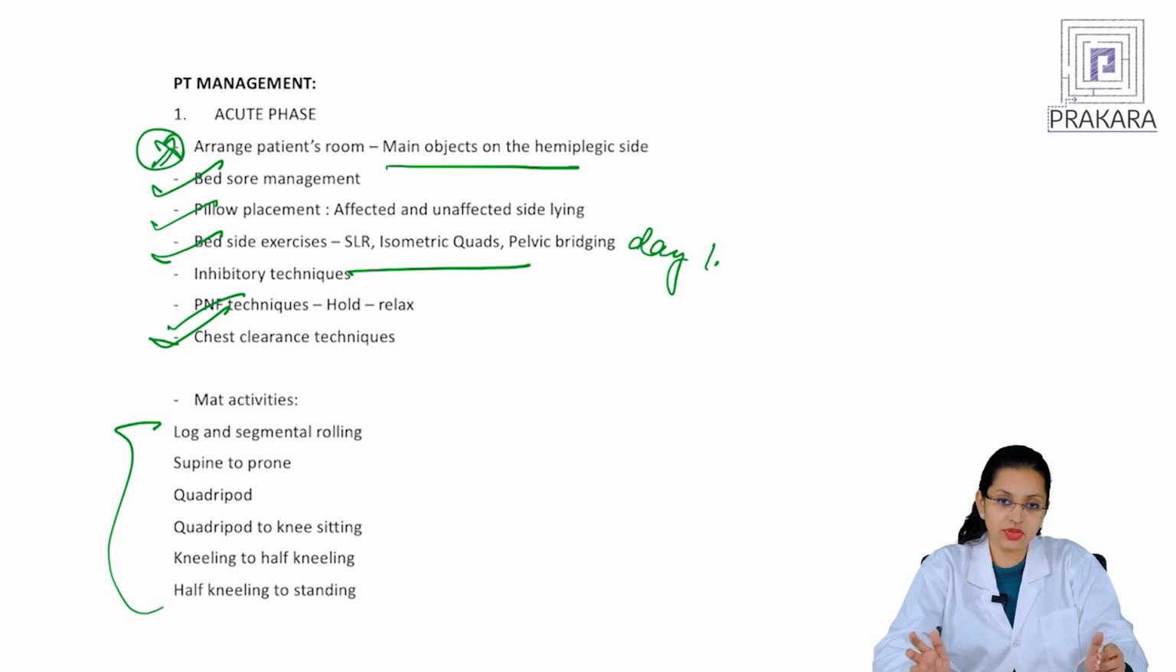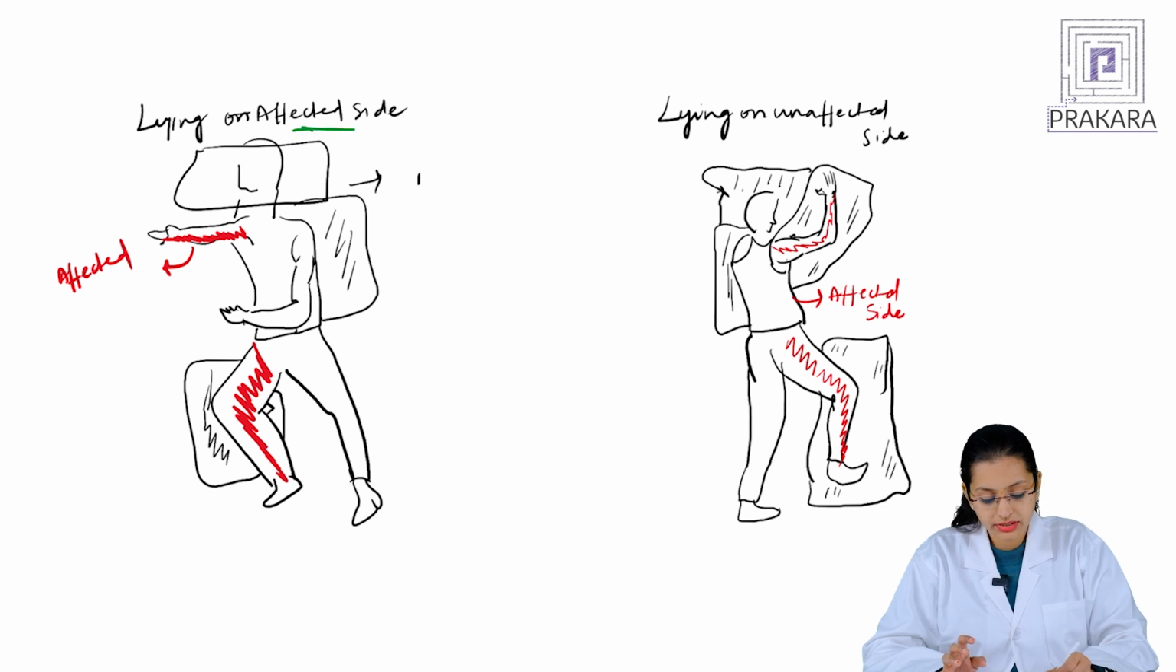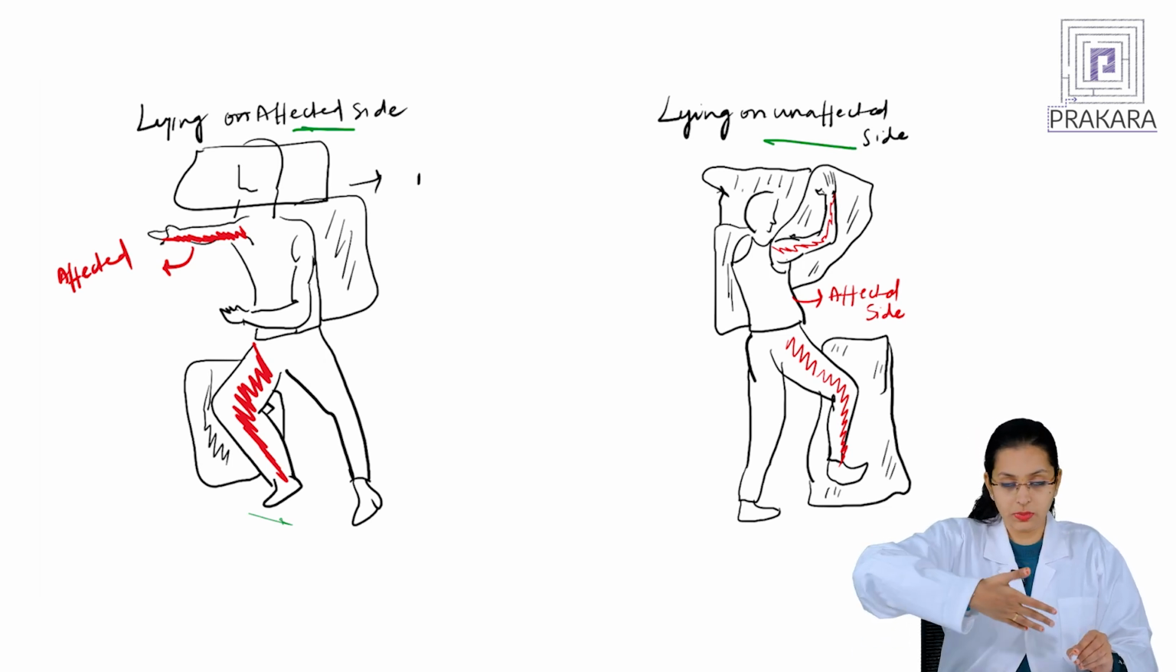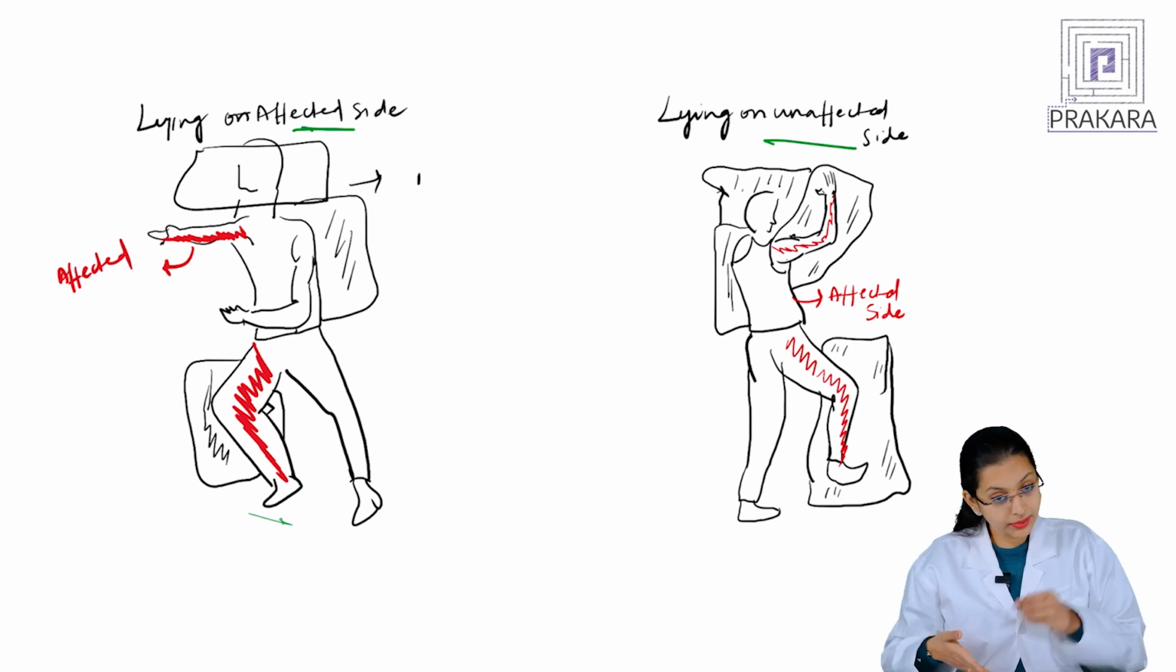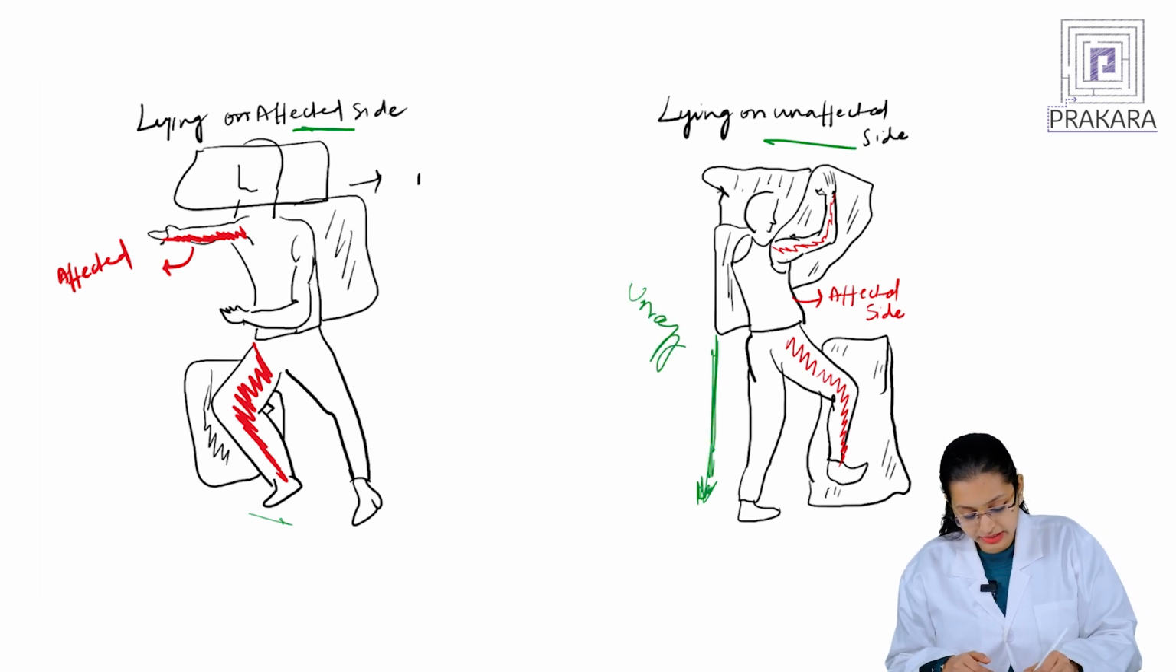This is the pillow placement that I've told you about, lying on the affected side, lying on the unaffected side. So if that's the affected side, the red portion marked one is the affected side, make sure that the upper limb is straight while the lower limb is bent at the knee. And if you're sleeping on the unaffected side, this has to be in extension. The affected leg has to be completely in extension. Unaffected leg has to be completely in extension, while the affected side can be in flexion like this with a pillow support.